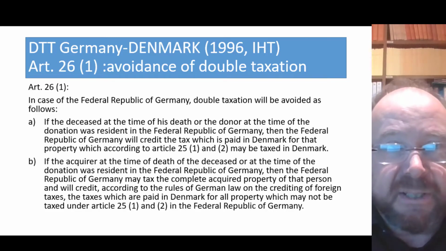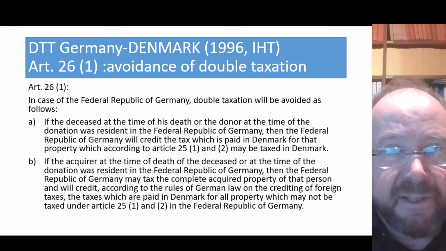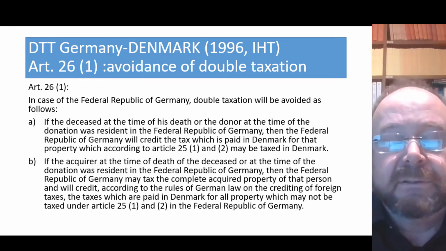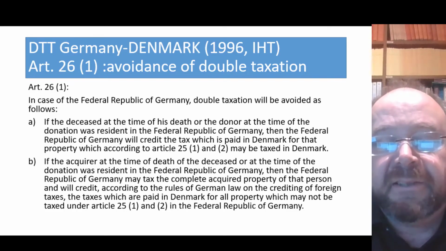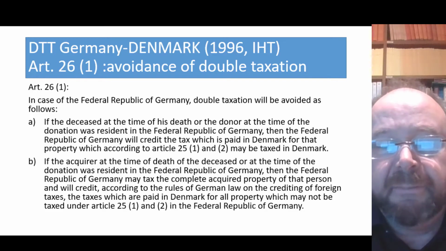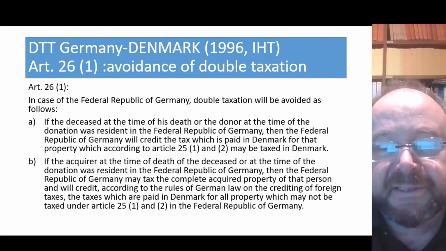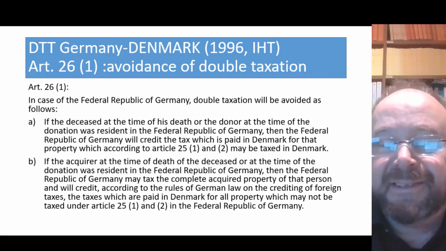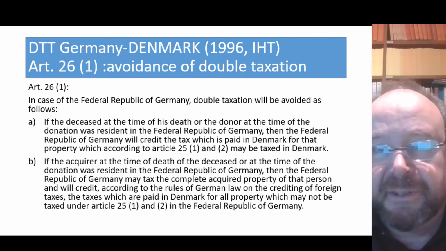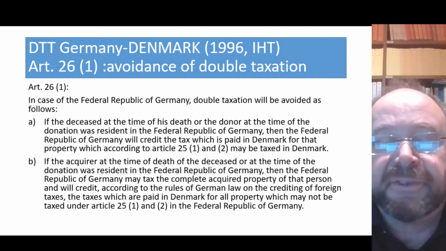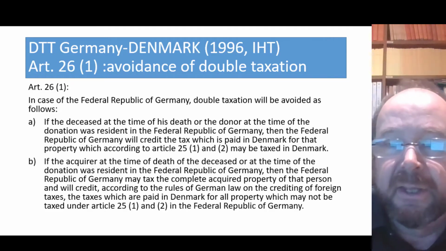So what comes first is the source state claim, then the state of residence of the donor claim, and then our case here, the Federal Republic of Germany may tax the complete acquired property and will credit, according to the rules of German law on the crediting of foreign taxes, the taxes which were paid in Denmark for all property for which Germany was not the source state under 25.